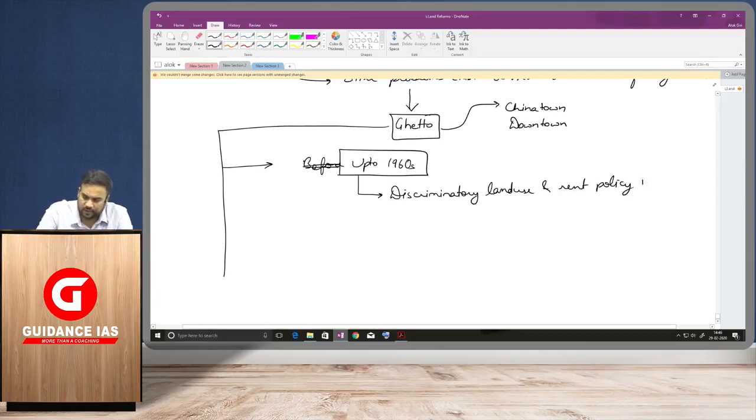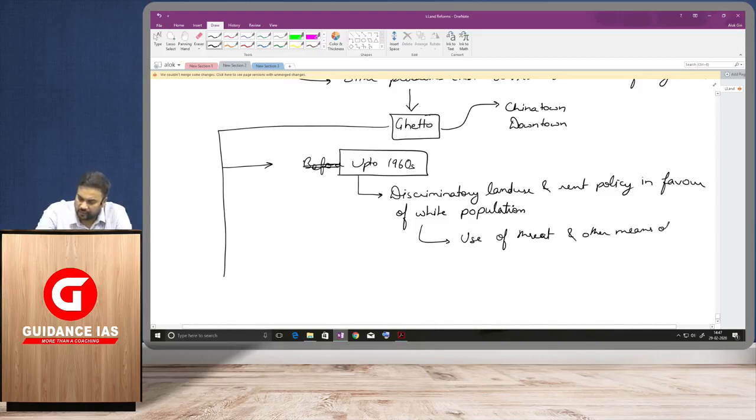and rent policy in favor of the white population. So the white population had the right to not allow black people to live in their neighborhood. Also, they could discriminate in a number of ways, through use of threat and other means of influence. Like police, etc., were also collaborating with the white people.